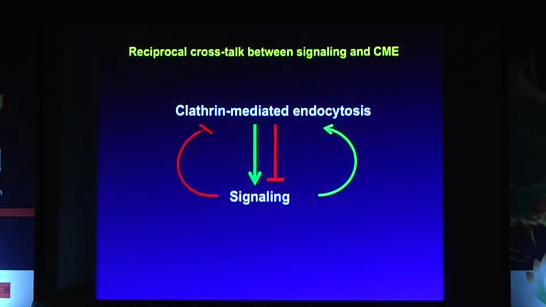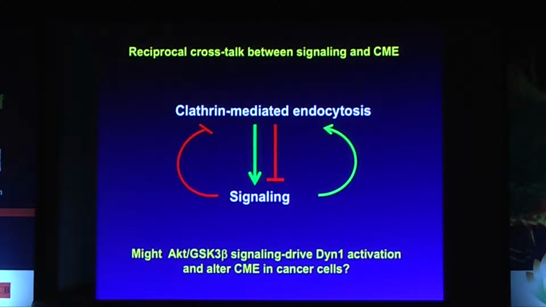So I mentioned at the beginning that endocytosis controls signaling. And now I'm showing you that signaling can also feed back and regulate endocytosis through this GSK3 beta AKT kinase cascade. So AKT, you might have heard of, as it's an important oncogenic kinase in many cancer cells. So we wondered whether these effects of AKT might be operating in cancer cells pathologically.